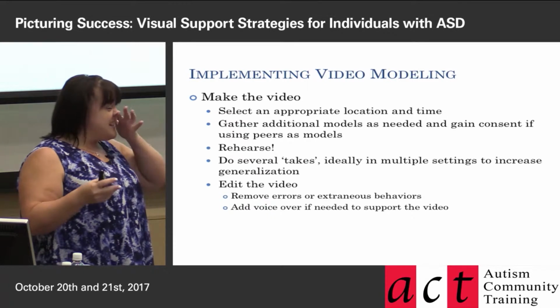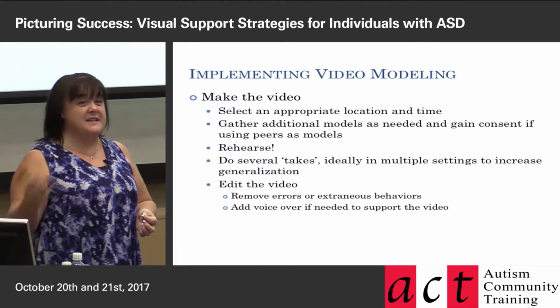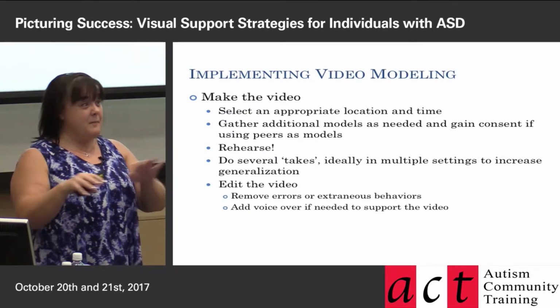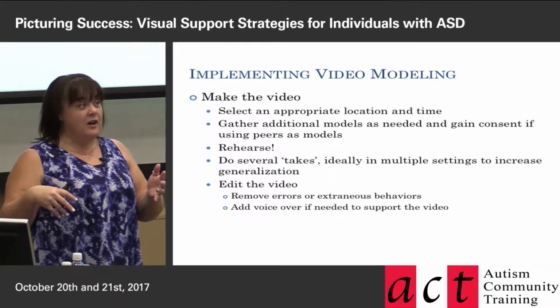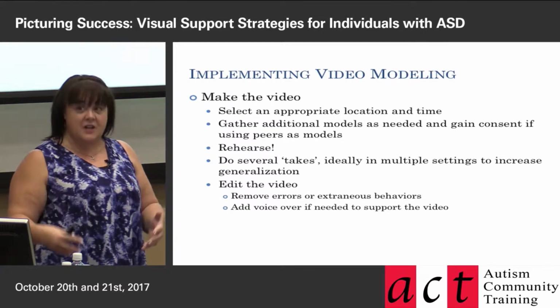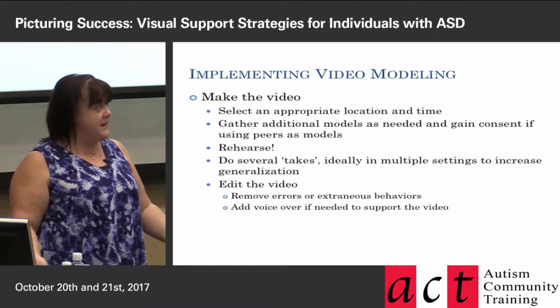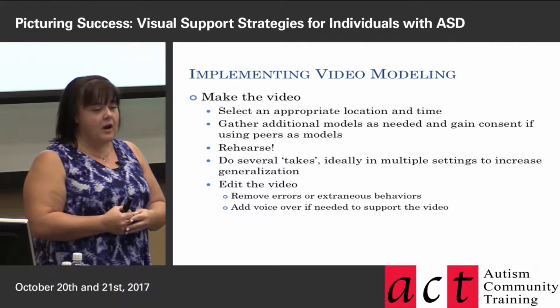Get all of your models. If you're using kids as models, if you're using other peers, like maybe you're doing something on the playground and you want peers in the background or peers engaging in the video model, you might need to get consent from those other parents, right? So those kinds of things are important to remember. You can't just go videotape a bunch of people that you don't have consent for.